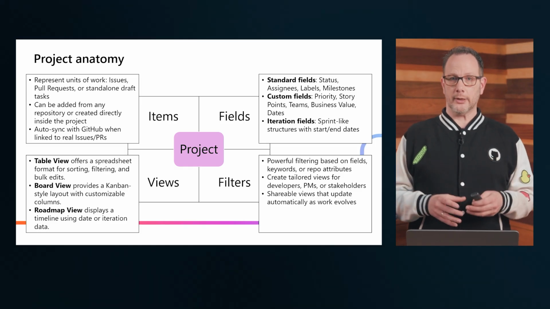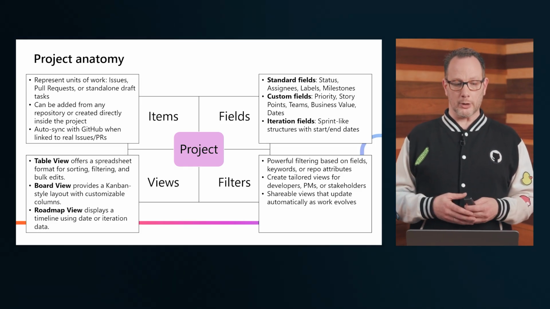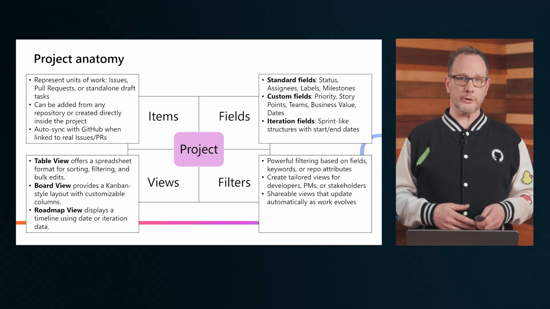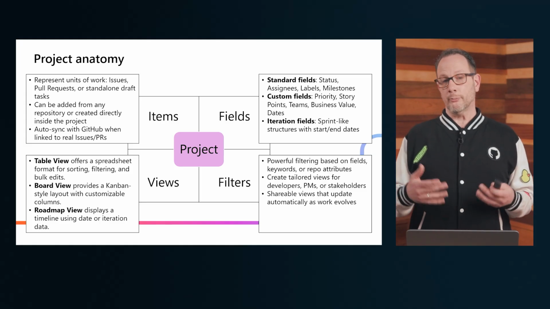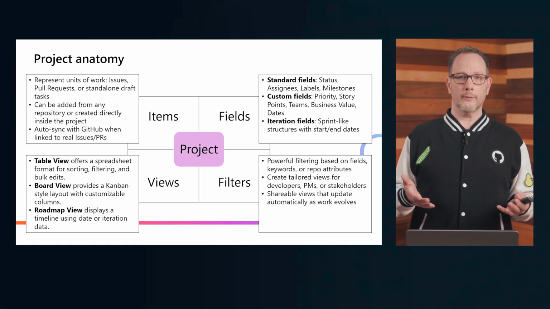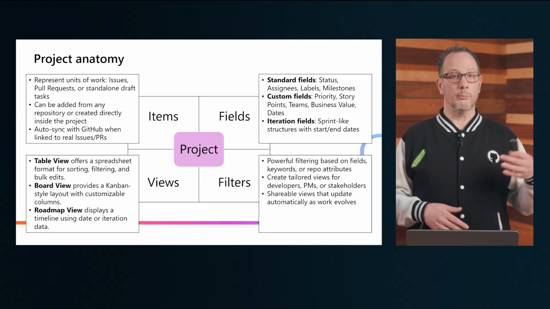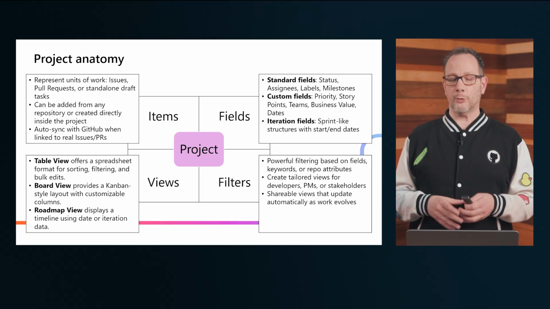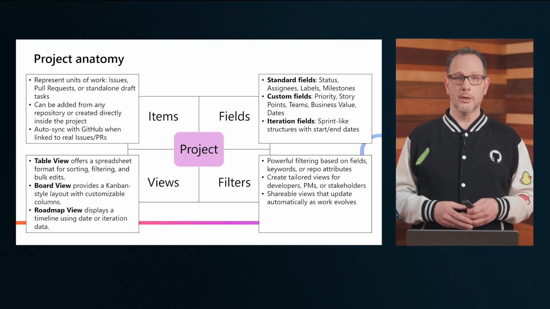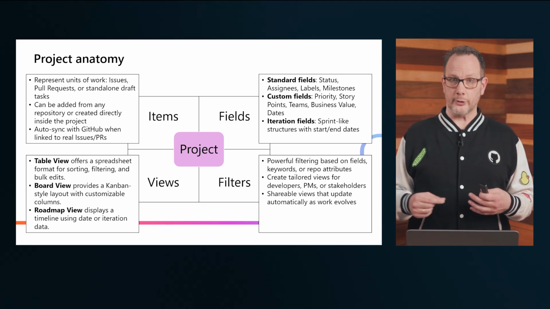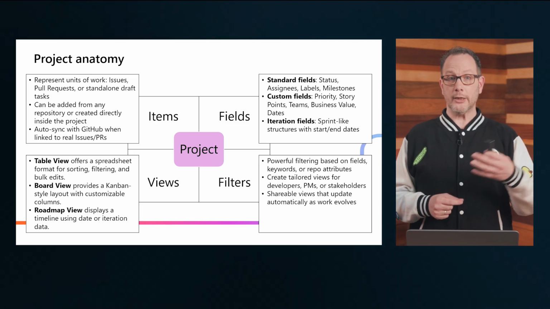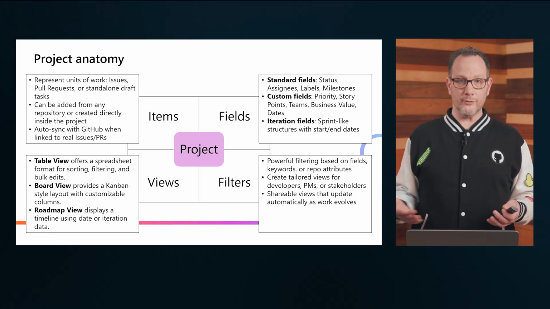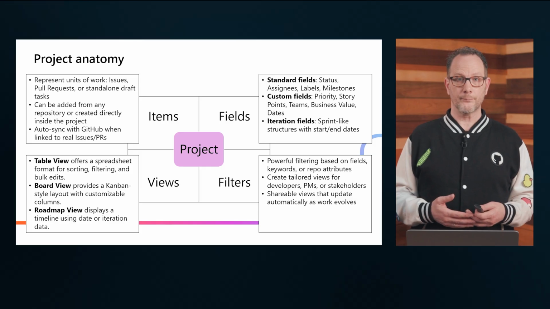Every GitHub project is made up of a few core building blocks. We've got items, fields, views, and filters. Items are basically your units of work. They might come from issues, maybe from pull requests, or even be created directly inside the project as a standalone task. What's great is that real issues, as well as PRs, stay connected. So when someone updates them in GitHub, your project reflects those changes automatically.